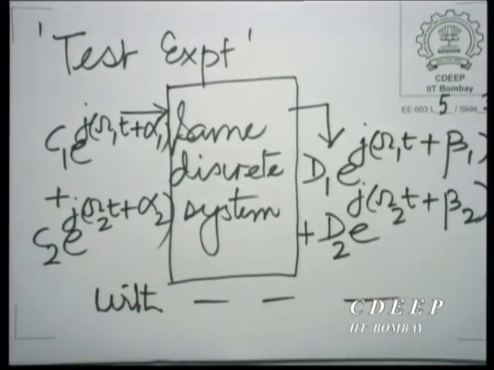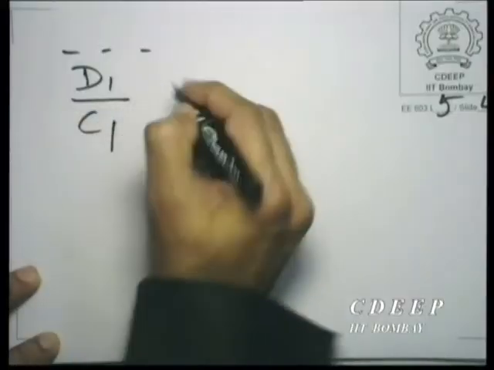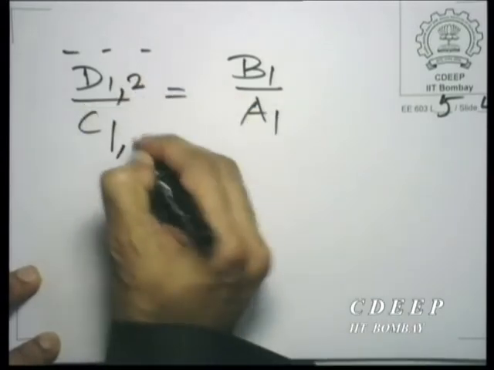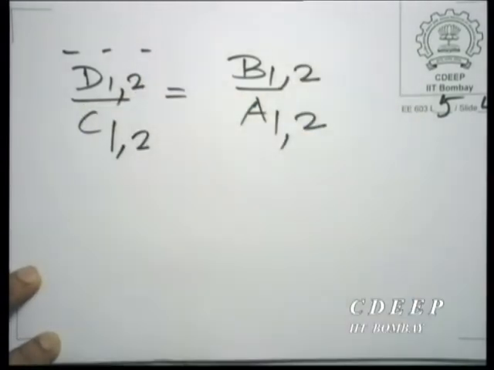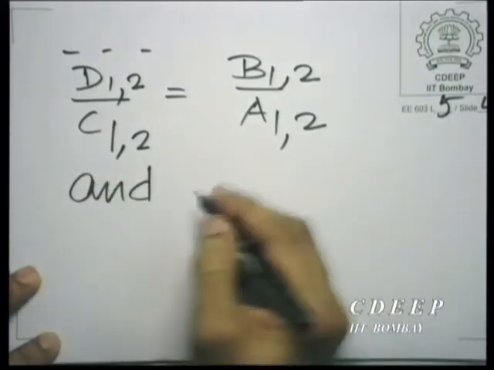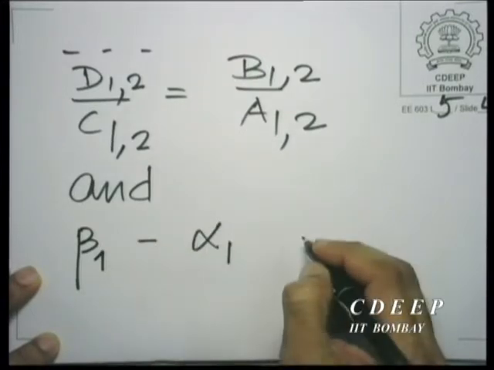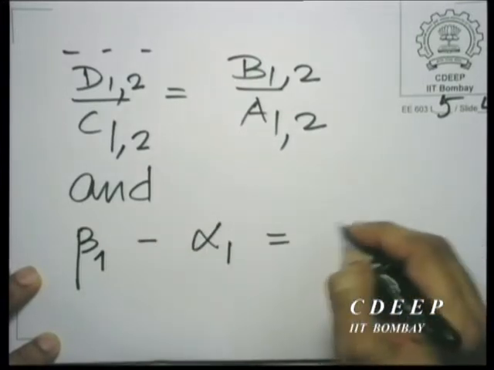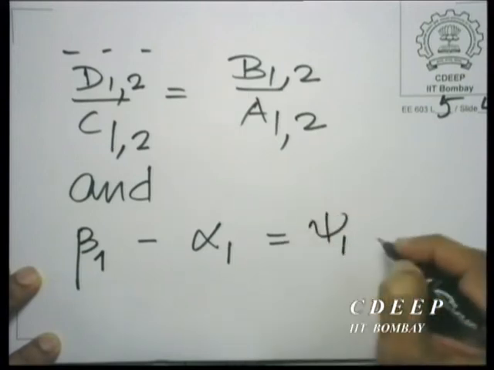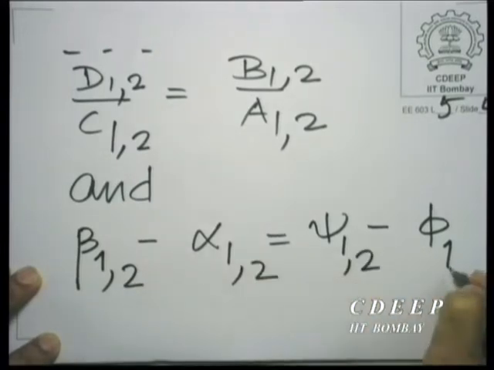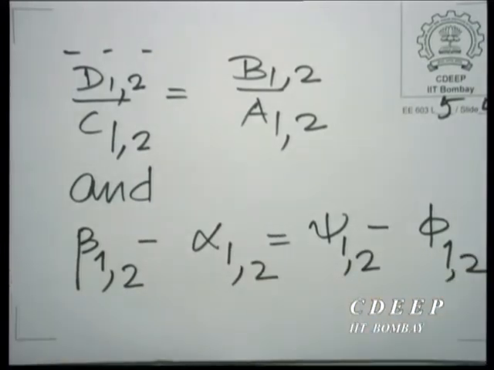with the following relationships, which we are now going to write. D 1 by C 1 is the same as B 1 by A 1, and of course, we write two equations all at once here, and beta 1 minus alpha 1 is equal to psi 1 minus phi 1, and similarly for 2. Do we all agree with this? This is what we wanted.